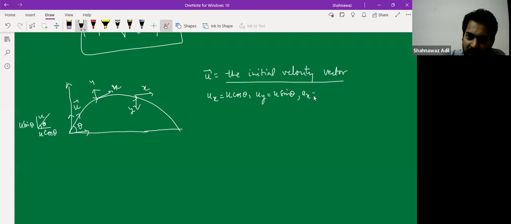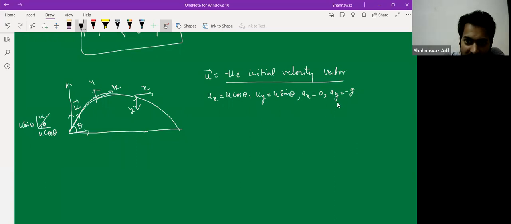And your ax is what? 0. Your ay is now, you see that it is going with the gravity or against the gravity. Arpit, is it going with the gravity or against the gravity? You are throwing it upward, and gravity is downward, so it is going against the gravity. That's why it is coming down. At some point its velocity is 0, and then it is coming down. So it is going against the gravity, which means you have a minus here.